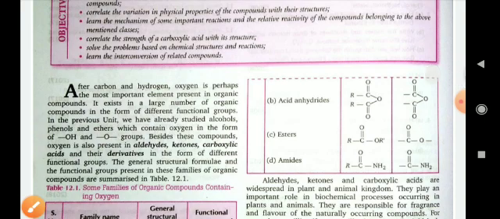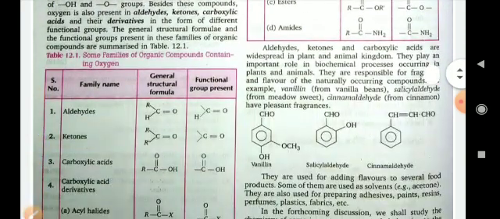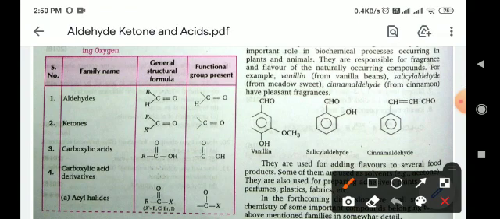Okay, so there is a list given in which some aldehydes, ketones and carboxylic acids are shown, with the family name, general structural formula and functional group present. Aldehydes are C double bond OH, in which one hydrogen is present at this position. In ketones, two alkyl groups are present, represented by this functional group. Carboxylic acid is RCOOH, represented by this functional group unit.